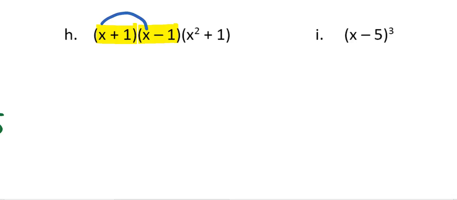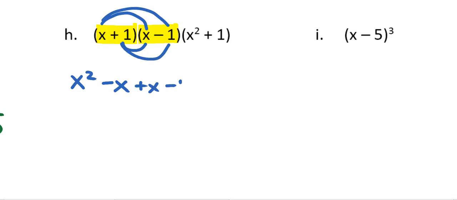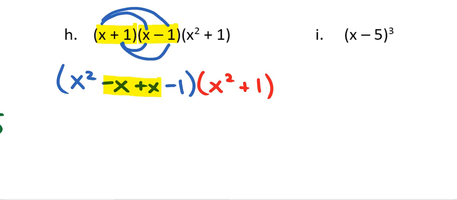This will be x times x, which is x squared, then x times -1, which is negative x, and then that will be positive x, and this will be -1. Put that in a bracket. And then I'll put this in another red bracket here, which will be x squared plus 1. I notice that the middle terms just cancel out there. Negative x plus x is 0. So now I have x squared minus 1 times this other bracket, which is x squared plus 1.